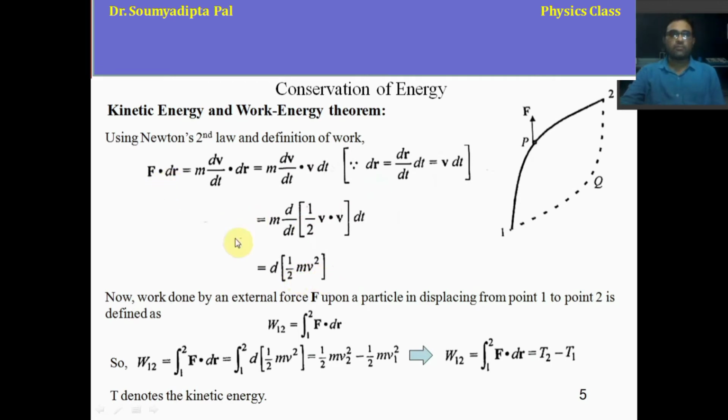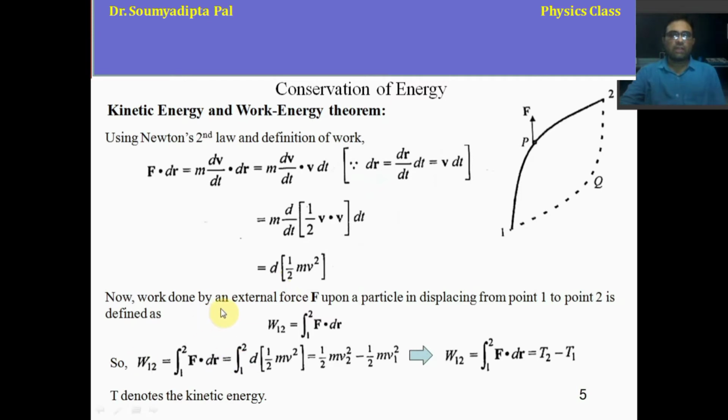So F dot dr is basically the change. What is this half m v square? That is kinetic energy. So it is the change of kinetic energy. The change of kinetic energy is basically your work done. So that is the work-energy theorem, right?